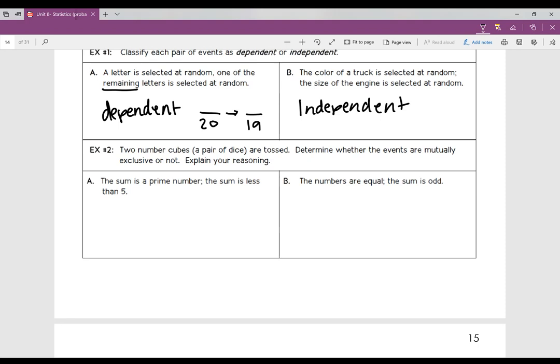Explain your reasoning. So remember, mutually exclusive means they cannot happen at the same time. So the sum is a prime number and the sum is less than 5. Are there any prime numbers less than 5? Well, let's look. So this would be like 1, 2, 3, 4. Are any of those prime? 2 of them are. So these are not mutually exclusive.